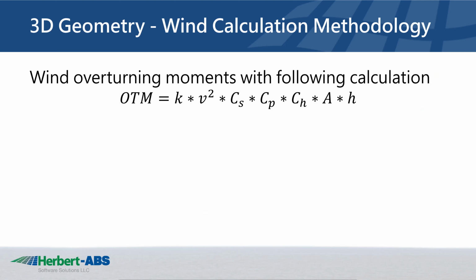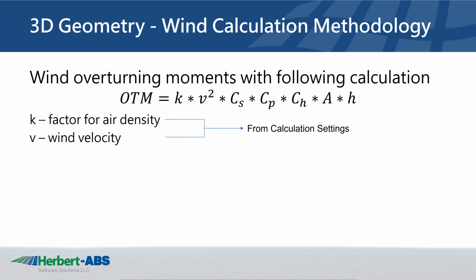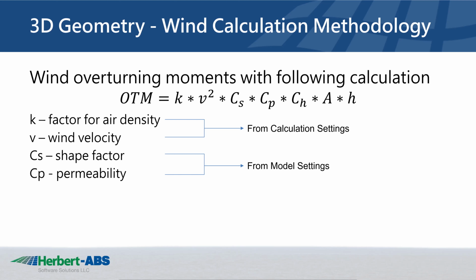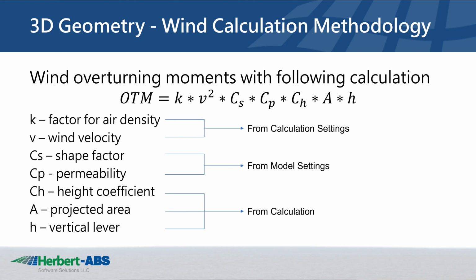And taking all those previous methods into account, we come up with our overturning moment calculation as shown above, where our K is a factor for air density and V is the wind velocity, which both come from the wind calculation settings. CS, which is our shape factor, and CP, our permeability, come from the model settings. And then finally, the height coefficient CH, A, our projected area, and H, our vertical lever, which come from calculation.